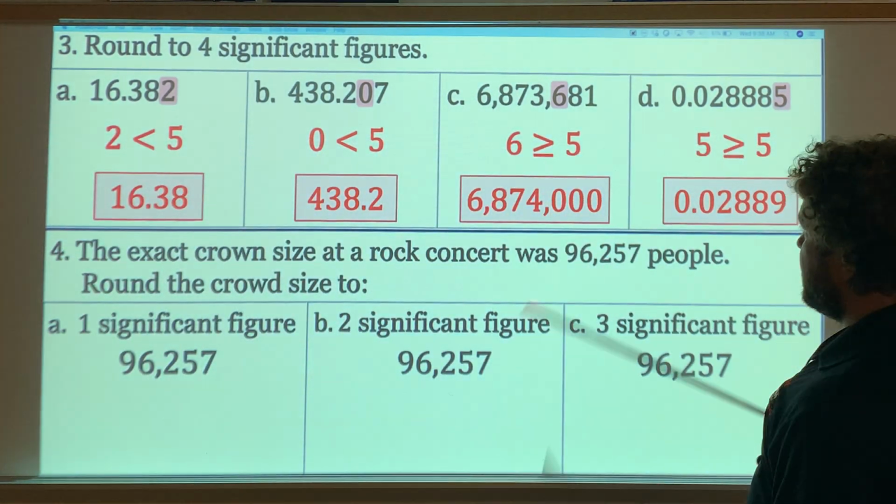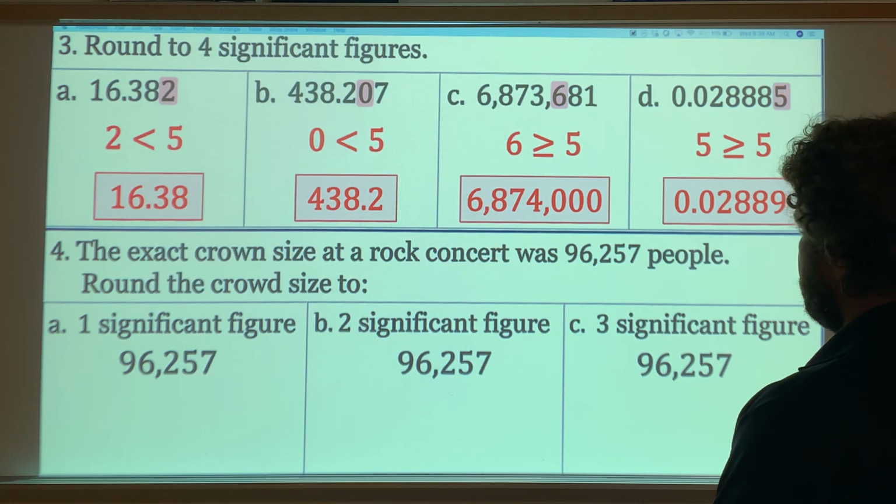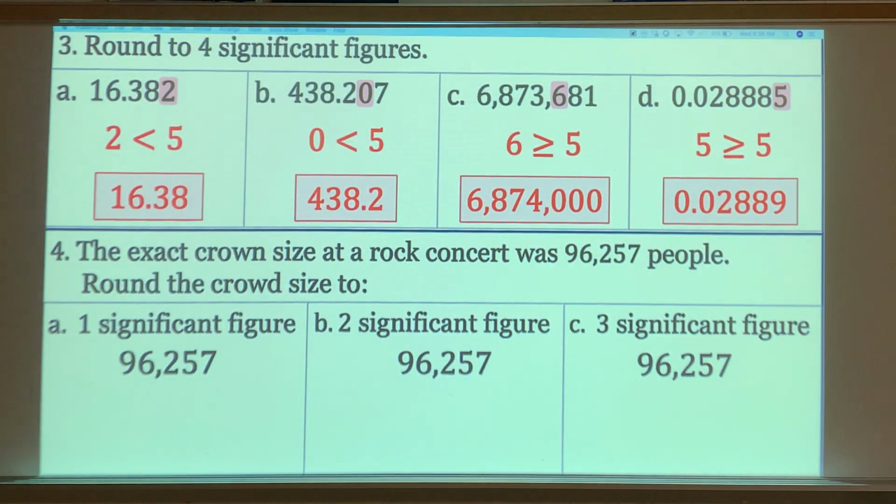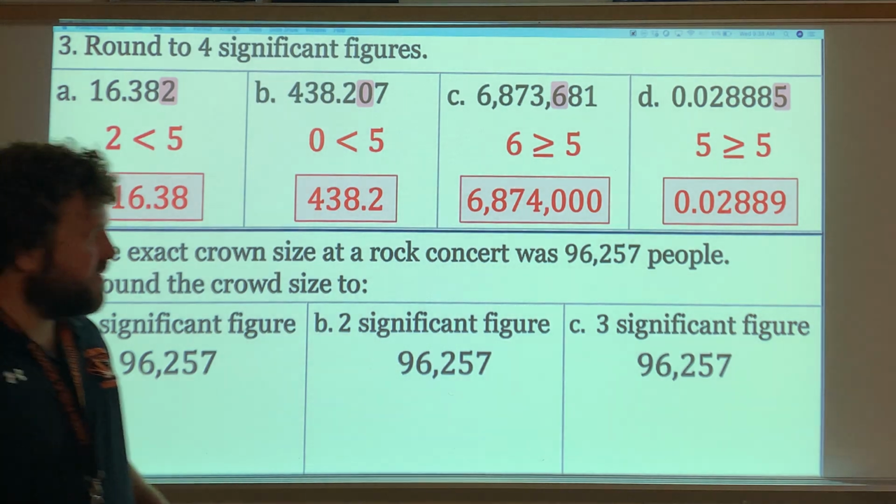All right, problem number 4. The exact crown size at a rock concert. Crown? There's a mistake. The exact crowd size. Why would there be a crown at a rock concert? You guys ever hear that? All right, so we're going to go, this is C. Exact crowd size at the rock concert was 96,257 people.